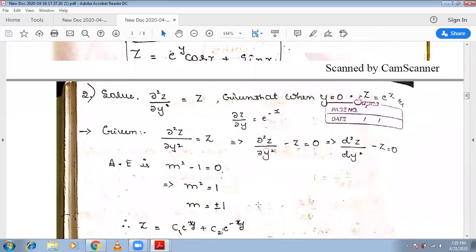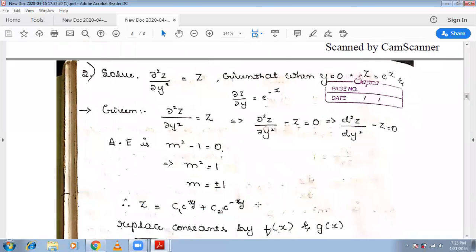See the second problem. Solve del square z divided by del y square is equal to z, given that when y is equal to 0, z is equal to e power x and del z by del y is equal to e power minus x. Here also they have given three conditions. So first put y is 0 and z is equal to e power x. Next put y is equal to 0 and del z by del y is equal to e power minus x. One thing we observe here.